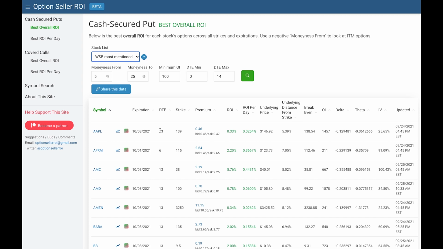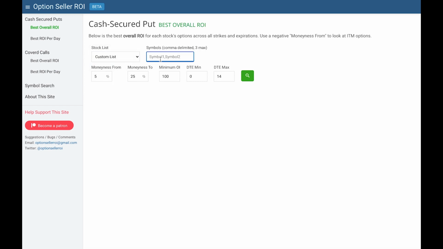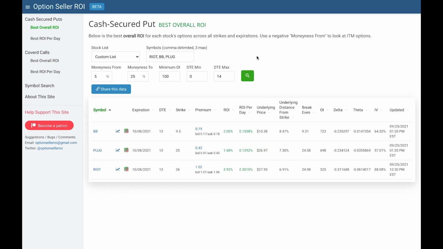All right, one of the things that I mentioned that I did really like about this website is this custom list. So for example, I like these stocks. I like Riot right now, I like BlackBerry, and I like Plug Power. So I type in those, comma separated, and I put in my metrics or my criteria, and those all look good to me, so I just push the search button, and then these are the plays that fit that criteria.